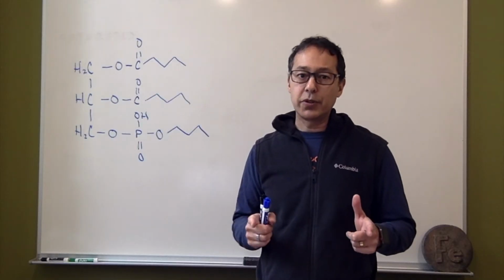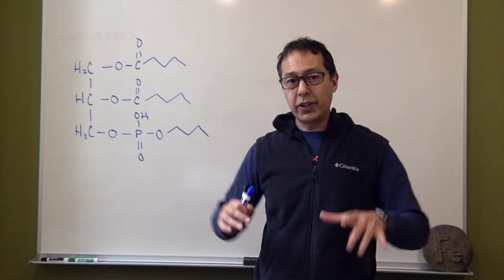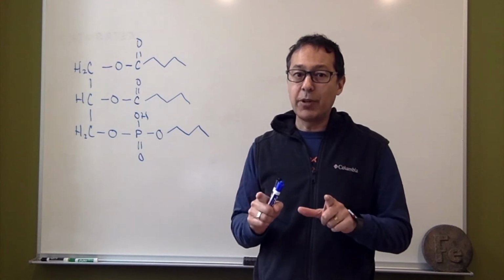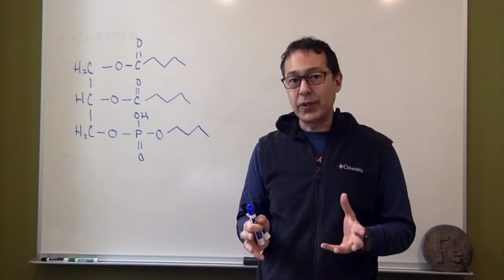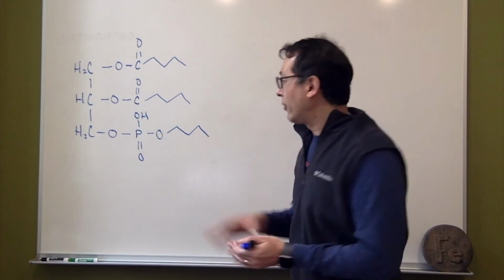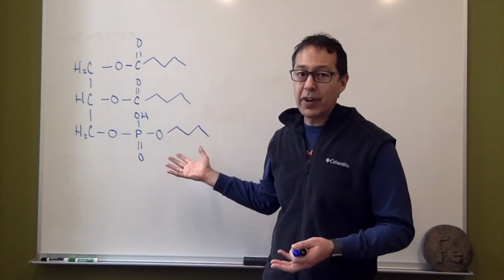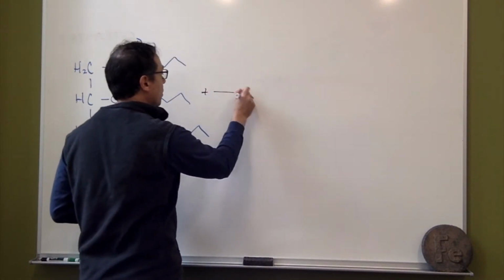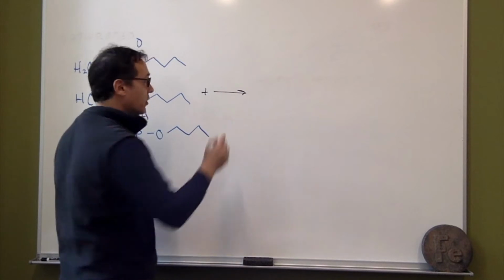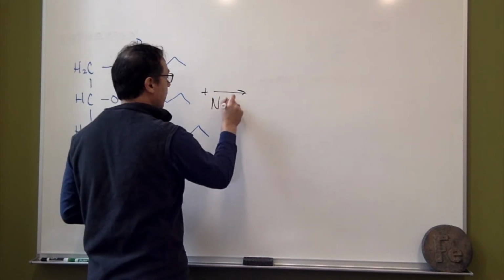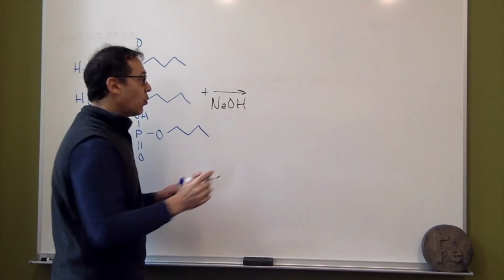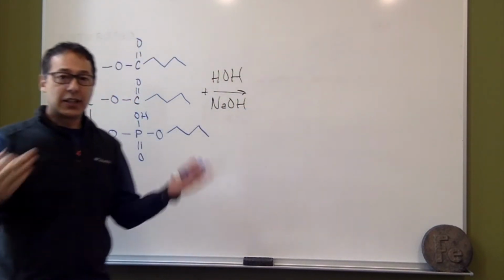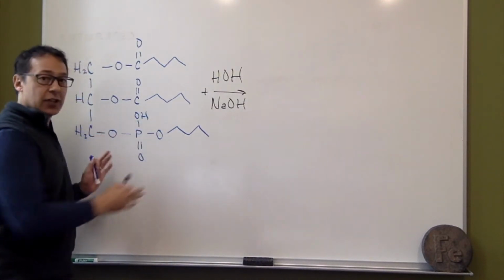Hey biochemistry students, for this example we're going to do a very similar reaction to the last example, except the difference this time is we're going to be using a strong base instead of a strong acid. So everything else is the same. We start out with a phospholipid, but then we're going to be using a strong base. Our strong base is going to be sodium hydroxide, NaOH, and we're going to be using water, HOH. And just like in the last problem, we're going to be breaking these ester linkages.